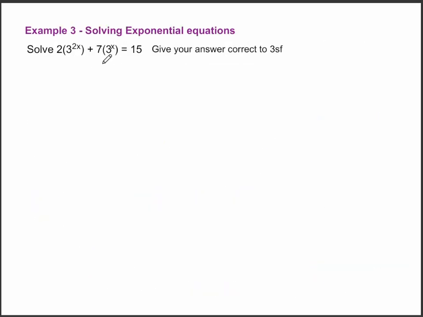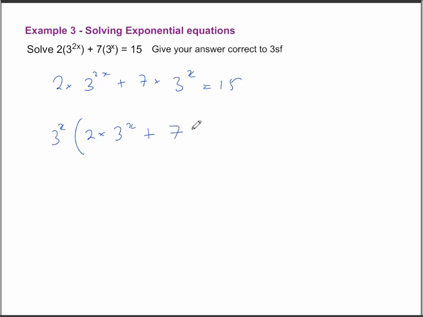Next, another exponential equation where we want to solve this, again correct to three significant figures. So we have 2 times 3 power 2x plus 7 times 3 power x equals 15. Here what you could do first is factorize your 3 power x. So we factorize 3 power x, we end up getting 2 times 3 power x, because 3 power x times 3 power x, you just add the powers, you get 2x, plus 7, and that will be equal to 15.